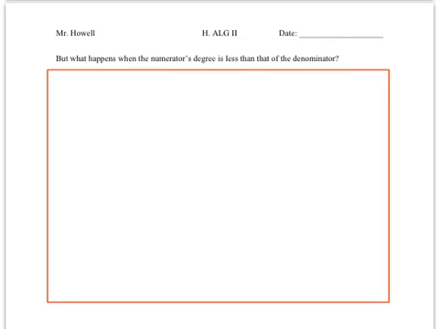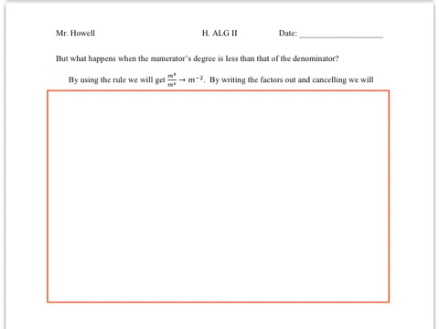Alright, now comes the question though, what happens when the numerator's degree is less than that of the denominator? So you can end up subtracting a number. You're going to take that number and subtract a bigger number from it. So let's see what happens here. First, if we look at our rule and we had m to the 4th over m to the 6th, you would simply take the 4 here minus the 6. Well, that's negative 2. But what does m to the negative 2 really mean?